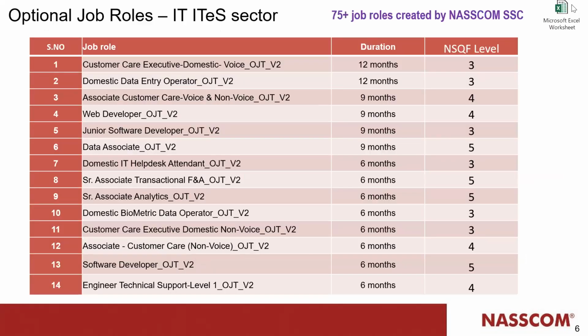Then these are the job roles which we have. I said there are 14 job roles which are suitable for the entry-level workforce in the IT, ITES, and services industry. Anyway, we will be sharing this deck with you. There we have listed the duration also, the minimum duration for apprenticeship being 6 months. We have tailored them to 6 months, 9 months, and 12 months. So these are the 14 job roles which are mostly used by our IT, ITES industry.